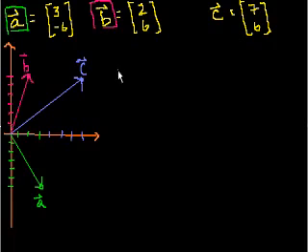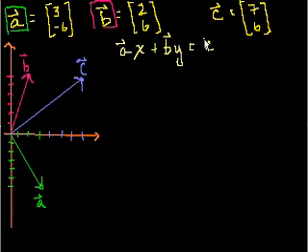y. So I essentially want to say that vector A times x, that's how much of vector A I'm contributing, plus vector B times y, that's how much of vector B I'm contributing, is equal to vector C. And maybe I can't. Maybe there are no combinations of vector A and B that add up to vector C. But let's see if we can solve this.